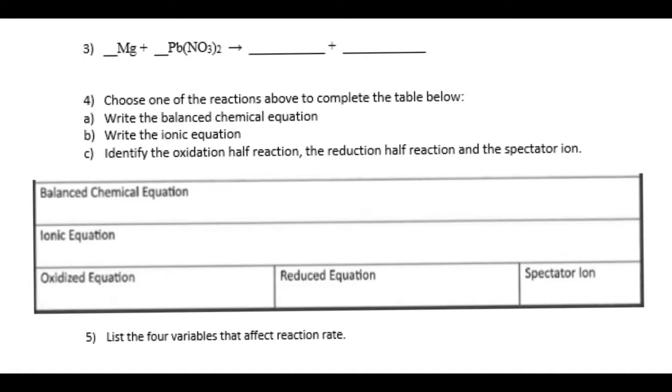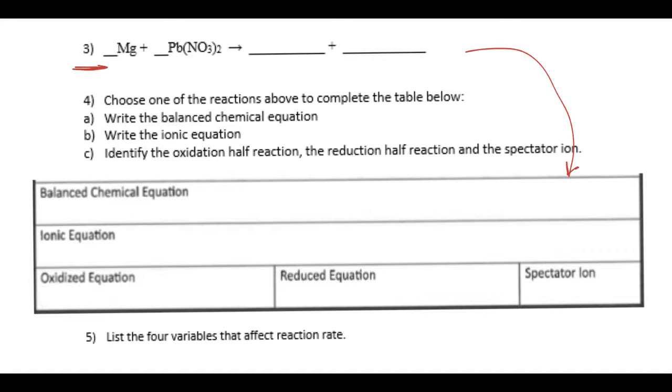All right, here we go. I am going to take problem number 3. This is off of your review sheet that you had today. So what we want to do is get the balanced chemical equation first. All right, so I will start up here with number 3 and we'll go from there and get our balanced chemical equation and then take that and put it down here.